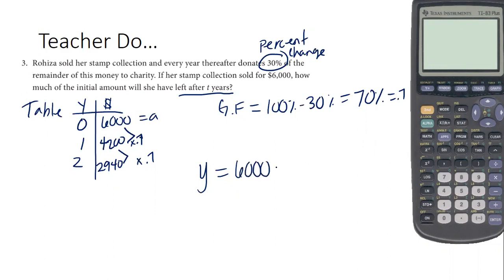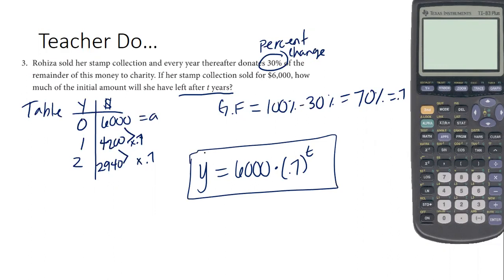6,000 times, and that's it, right? So we know that every year. So at year, if they ask for year 3, year 4, year 5, could I easily calculate that? Yes, without having to continue the table. Does that make sense? All right.